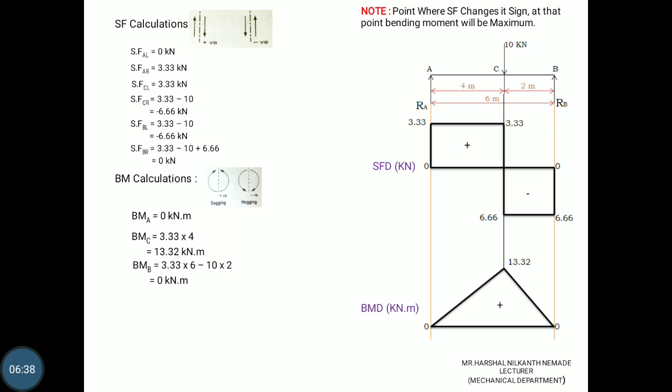So whatever value I got on bending moment at C, it is 13.32 kilonewton meter. I will mark it and I will join the figure. It will be positive. I have given one note: upward point where SF changes its sign, at the point B, bending moment will be a maximum. Wherever the SFD sign is changed, at that point there will be a maximum bending moment. Always keep in mind.